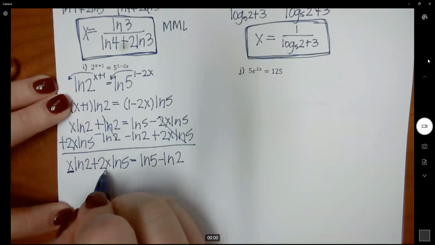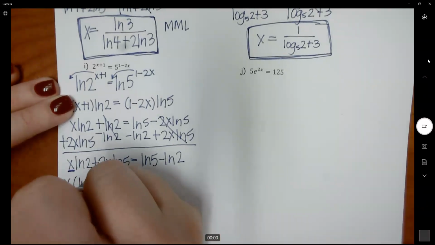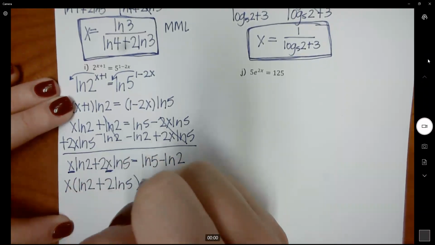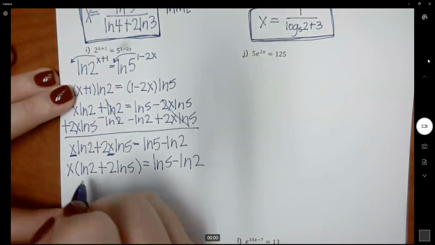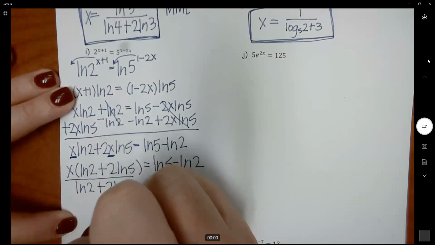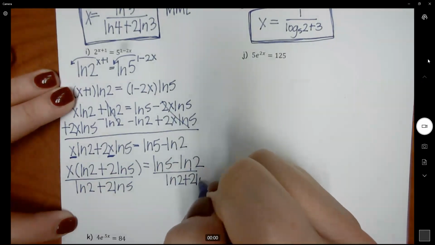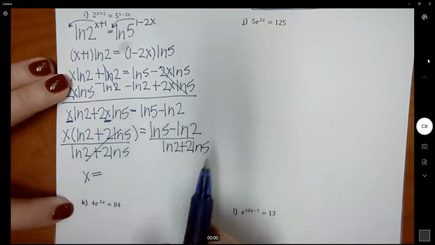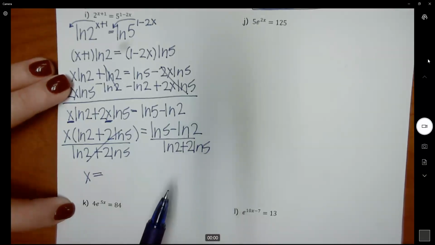Now that I have my x's on the same side, I can factor out that x. So this is x times (natural log 2 plus 2 times the natural log of 5). And then my last step is to divide that over. Okay, so that cancels. And I can't do anything with this because these are all numbers.